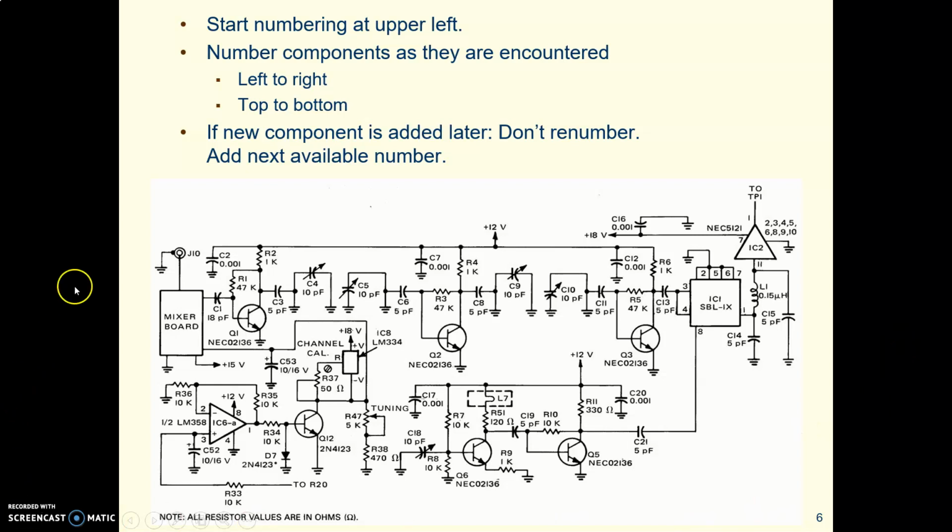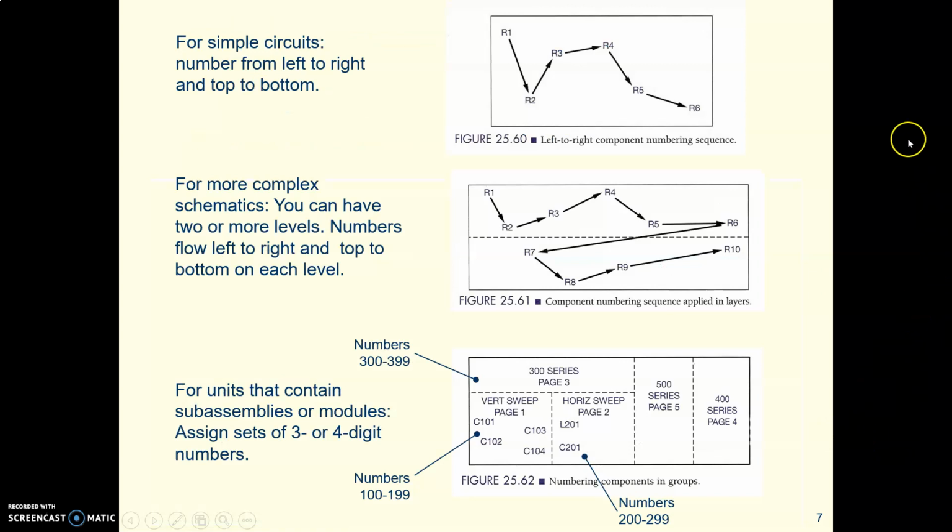On your drawing, you start numbering the components at the upper left and work left to right and top to bottom. So here, resistor, we start with the first one, R1, then the next resistor, left to right, is R2, then moving left to right, R3, R4, and so forth. That works well for simple schematics. If your schematic is a little more complicated, you might have an upper floor and a lower floor, as it were, different layers. And you might even have something so complicated that you have to break it into modules.